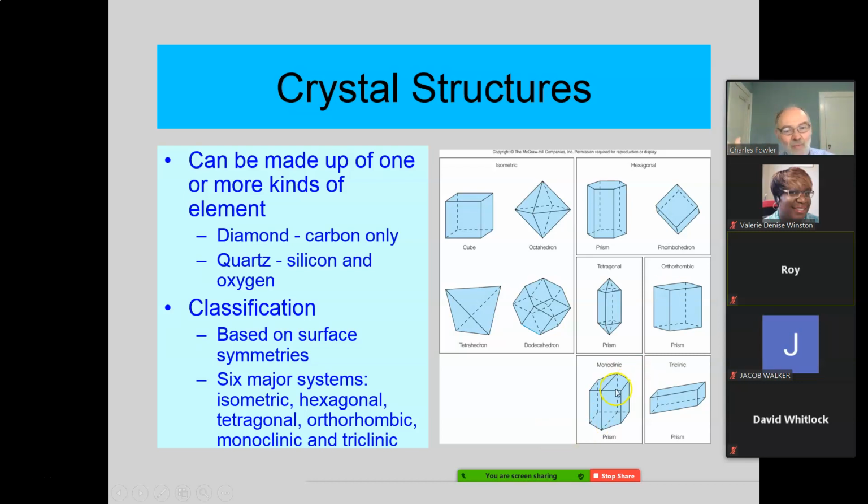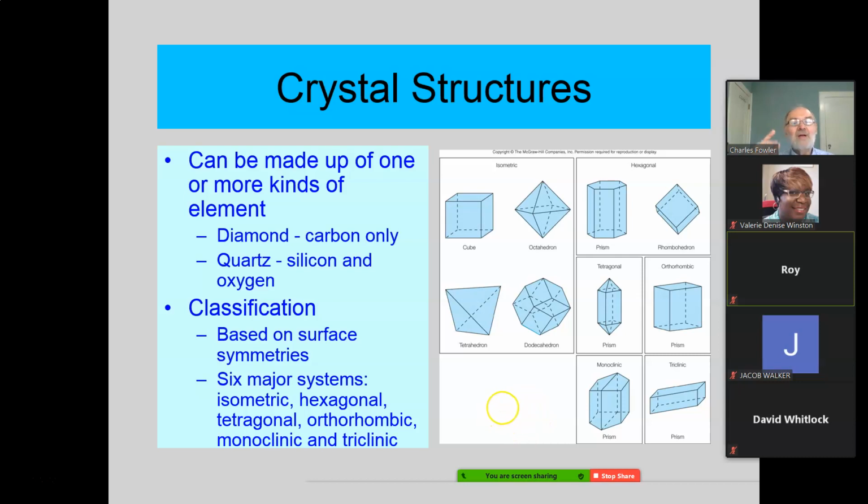Now, I can't figure out why they call this a monoclinic and that a triclinic. Mono usually means one, tri means three. I don't see any relation to those at all. But these are both prisms. So you don't need to know these. So don't sweat them. But if you see a crystal and you recognize, hey, that looks sort of like a tetrahedron, that looks like a hexagonal shape, you'll see some of these things and you'll know, yeah, that's a crystal structure.